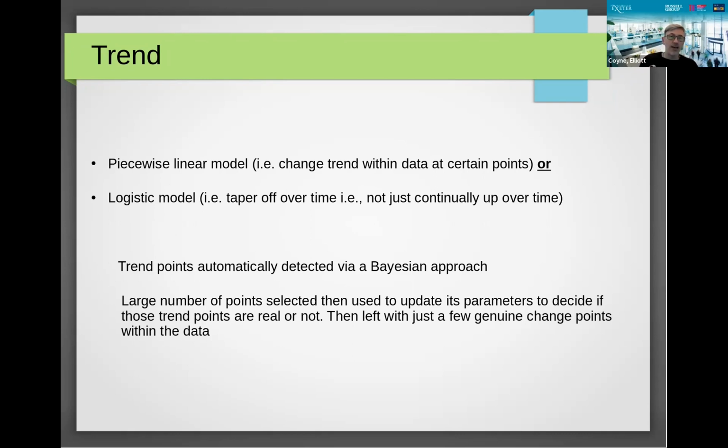Or you can have a logistic model. And this is where the values taper off over time. So it's not just continually going up. It may go up and then kind of peel off. The change points between these different components of the trend are automatically detected by a Bayesian approach. What Prophet does is it kind of throws loads of these change points in there and then plays around with the parameters to see, are they true change points? Is there really a variance, or is it all just part of the same trajectory? And then once it's picked out the ones that it's sure are genuine change points, it will kind of move on from there. And again, it's probably easier to see when we look at the decomposition shortly.